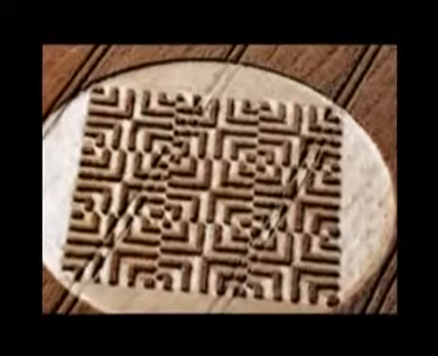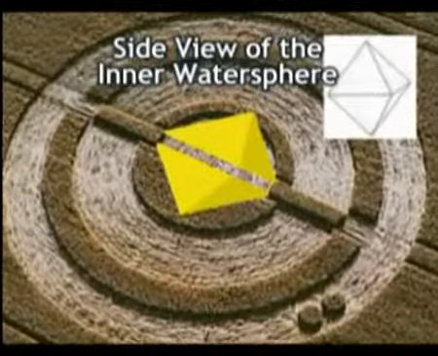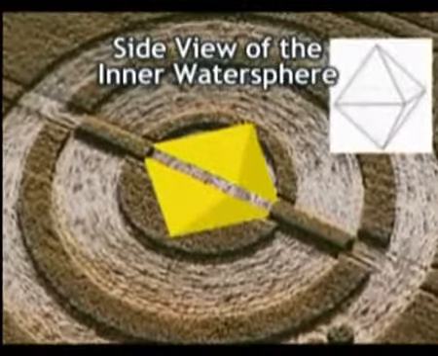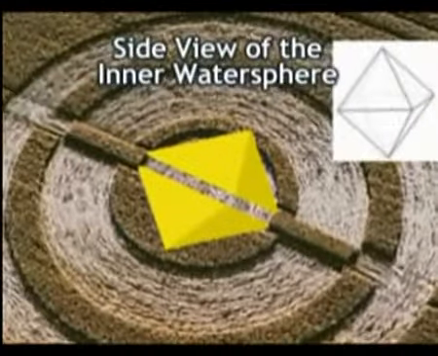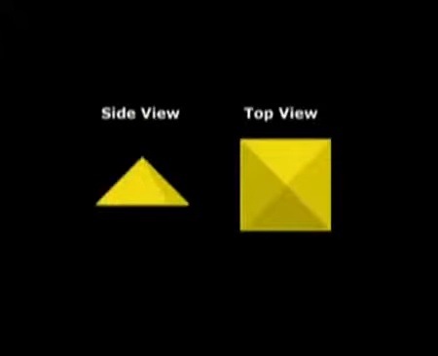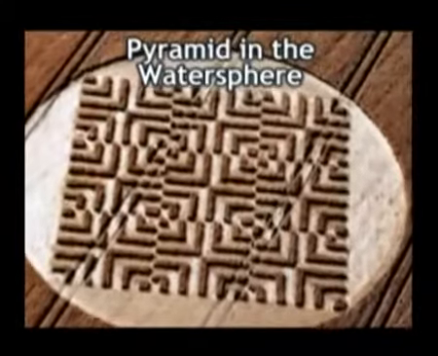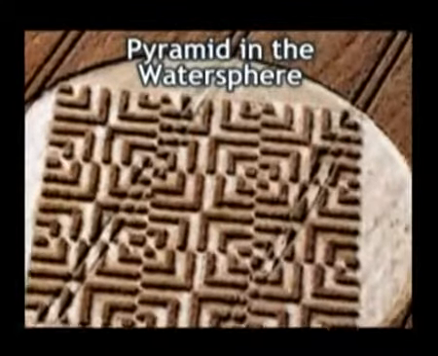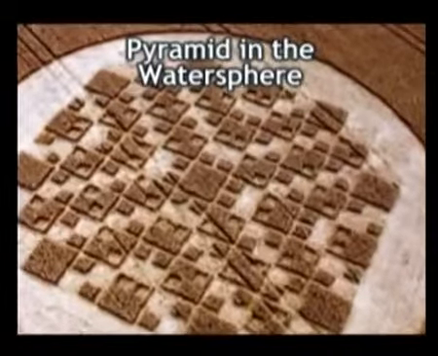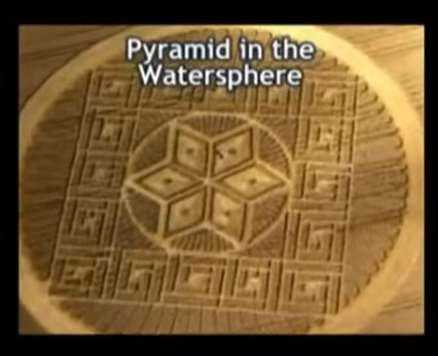Let's start with the core and work our way out. This is a side view of the inner water sphere. Two pyramid shapes create this octahedron. A pyramid looks like a square from above. In the crop circles, this is exactly how the pyramid is depicted. A square shape encompassed in a large circle.